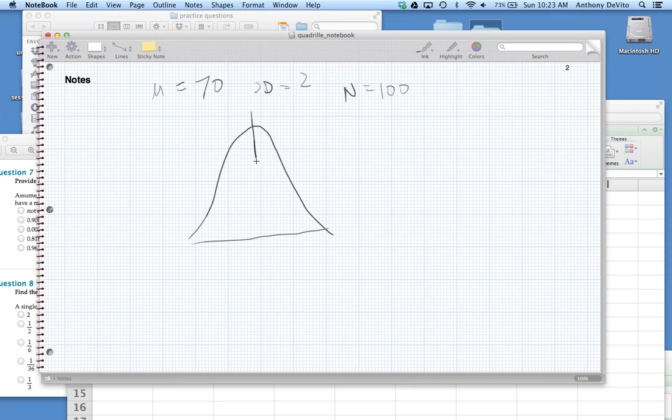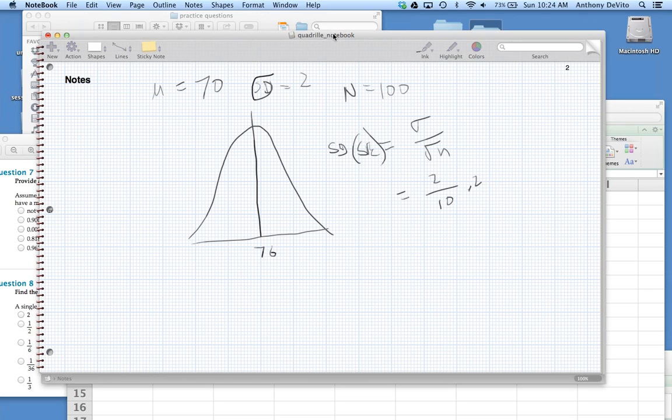Well, it's going to have approximately the same mean as the population, but the standard deviation, in other words the standard error, is going to be different because it's a sample. It's going to be equal to sigma over the square root of n. Remember, that's the population standard deviation. It's going to be equal to 2 divided by 10, or 0.2.